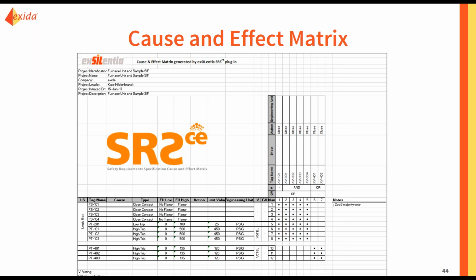You might see below that I have my sample SIF in here that we use to calculate the STR and MTTFS of a simple SIF, and that had the pressure transmitters in the 2 out of 3 configuration, and then the final elements in a 1 out of 2 configuration. You can see how the different units are separate and how the cause and effect matrix is a very helpful summary of how your SIFs are operating within your system.